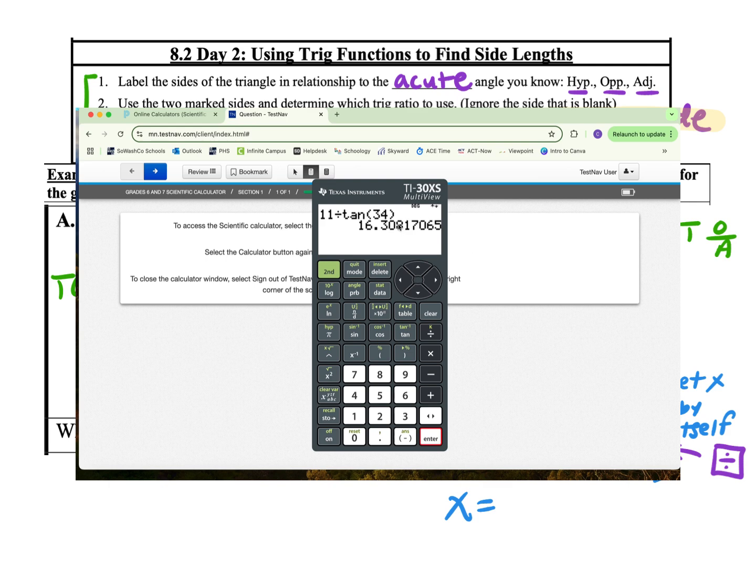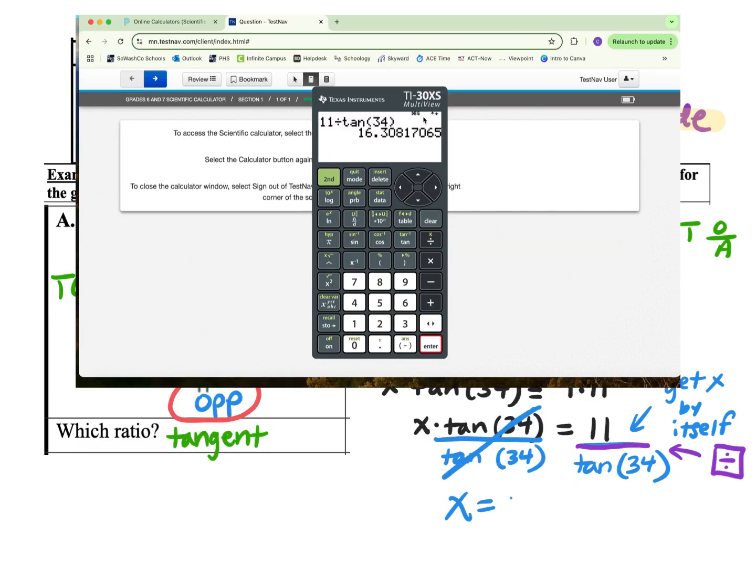The 8 in the third place makes it round up. So 16.30 moves up to 16.31. And now we'll write our answer here. Again, on the calculator screen, we see 16.308. When we're rounding to 2 decimals, we look at the third spot. The 8 goes up. So it's 16.31.